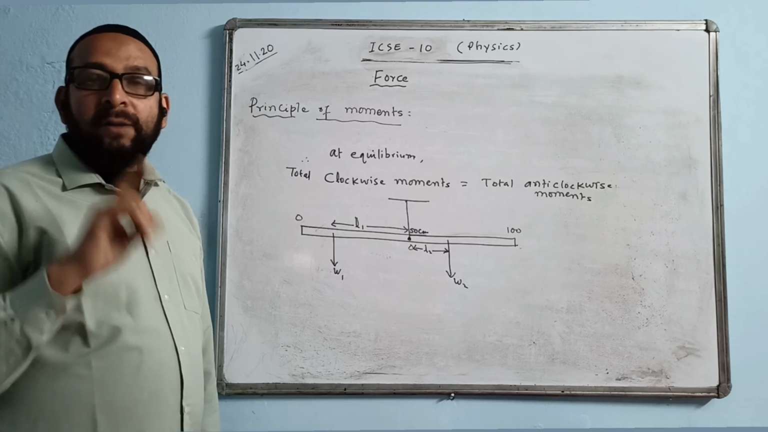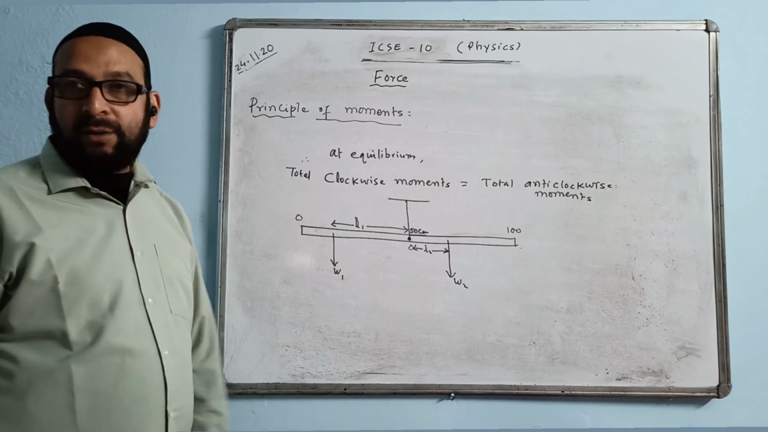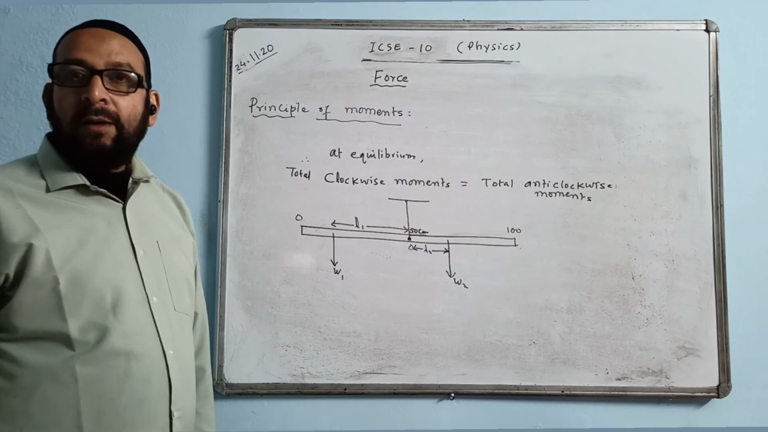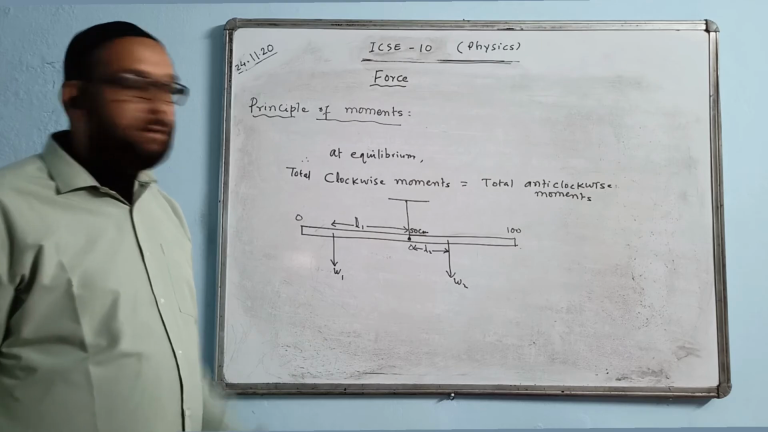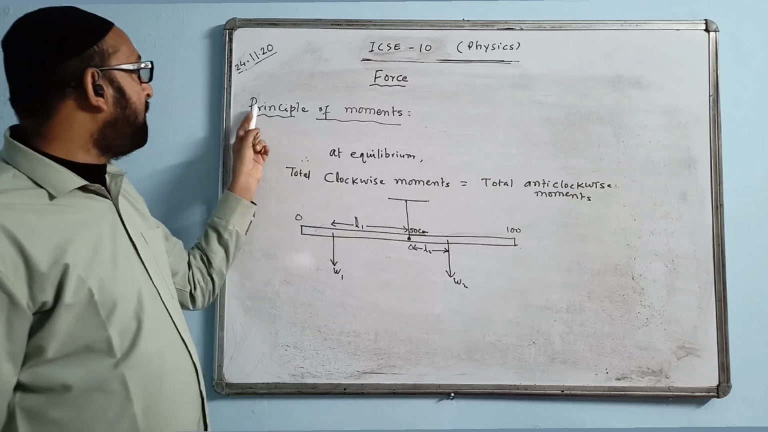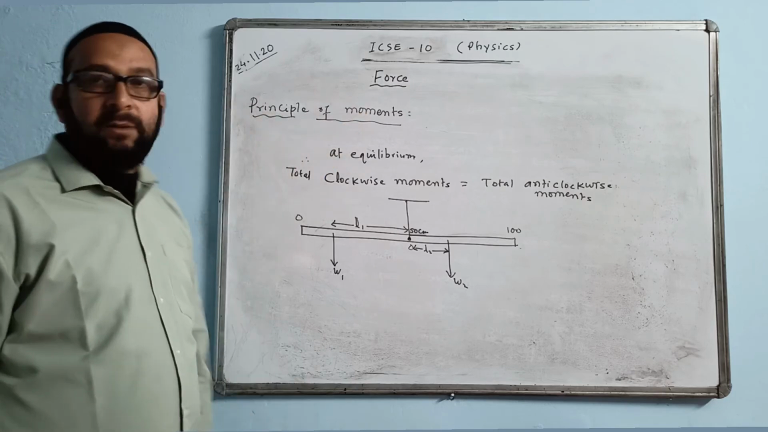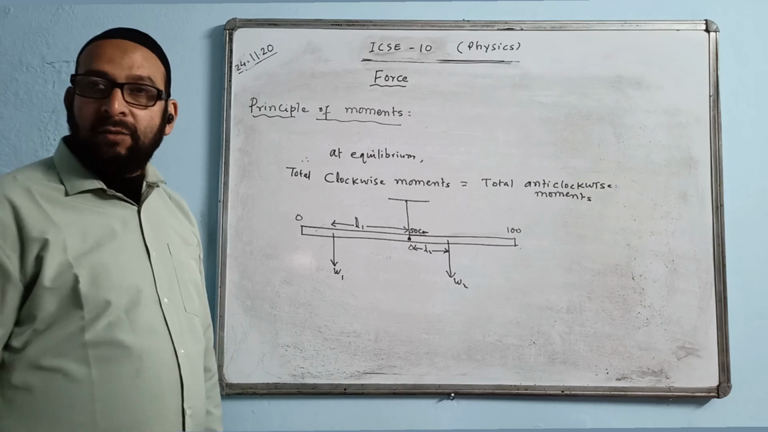Name the law or the principle on which it is based. First question: name the law or the principle on which the diagram is based. The answer will be that there is no law, but there is a principle. What is the name of the principle? Principle of moments. You write that. It is based on the principle of moments. That answer you will give.